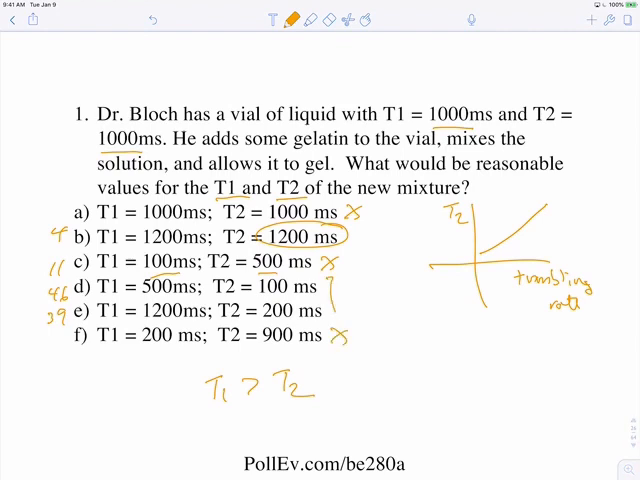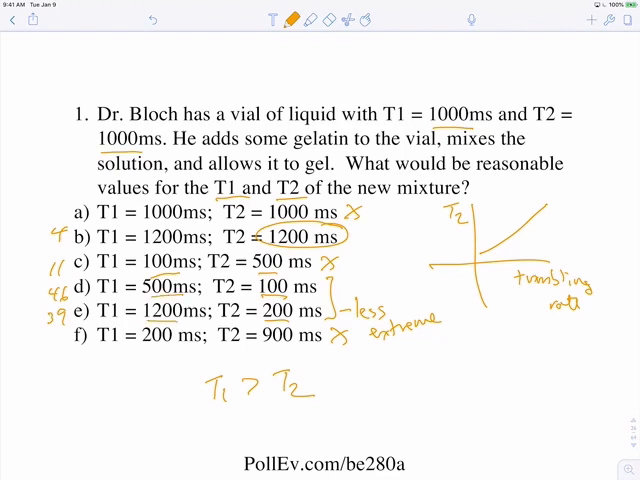Okay, so we're just left with these two answers here. So let's see, is there a reason to believe either one is more preferable than the other? One's less extreme. So which one is less extreme? E? Okay, less extreme. So basically the T2s are both reasonable, right? We've really decreased the T2, and so that's possible. The gel really makes the tumbling rate much lower.